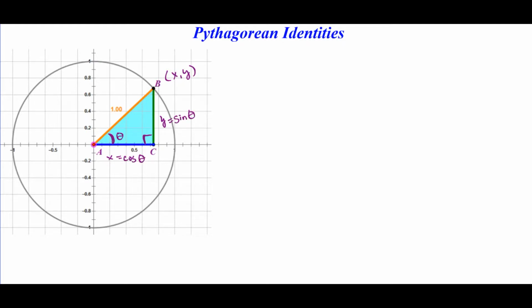So if we think about the Pythagorean theorem, it would say x squared plus y squared equals my hypotenuse, which is 1, so 1 squared. Changing this using the trigonometric values, instead of x we're going to use cosine theta, and instead of y we're going to use sine theta. So we have cosine squared of theta plus sine squared of theta equals 1 squared, which is 1. Notice the squared is before the theta, which is typically how it's written.